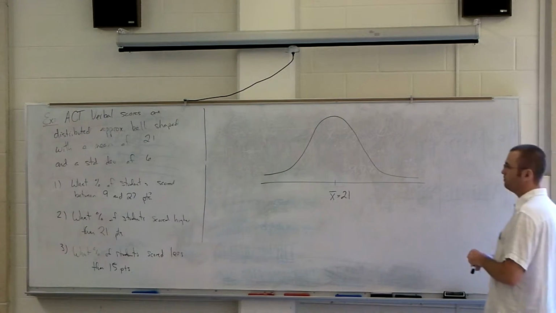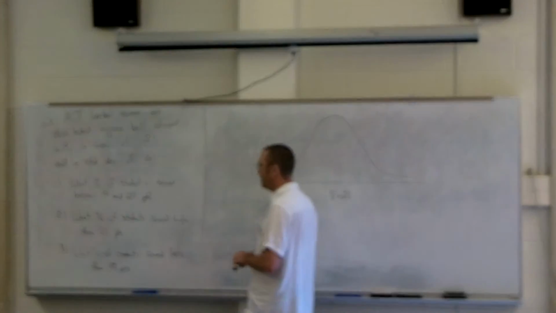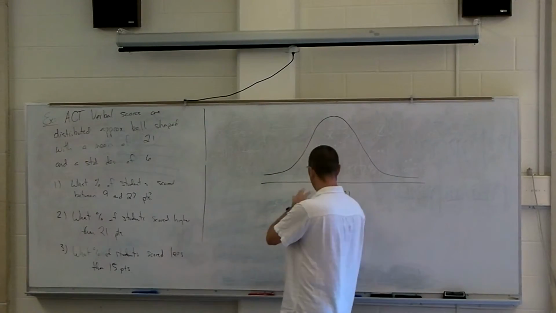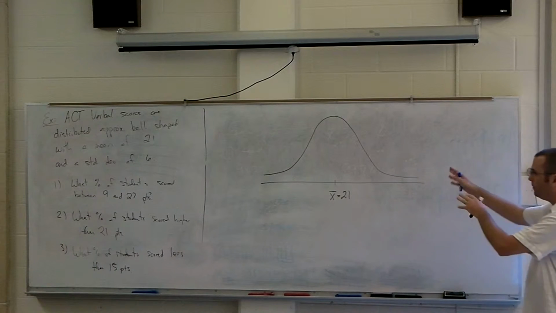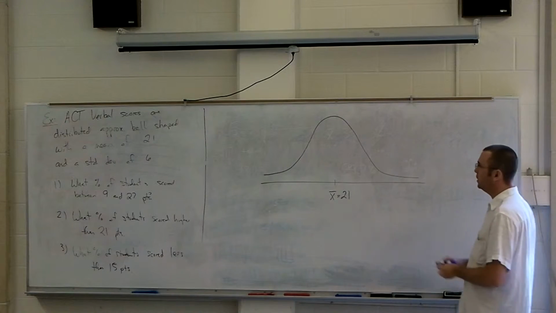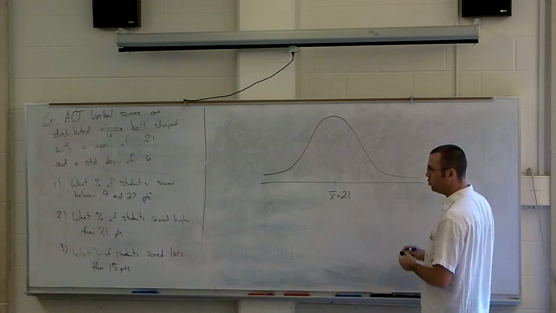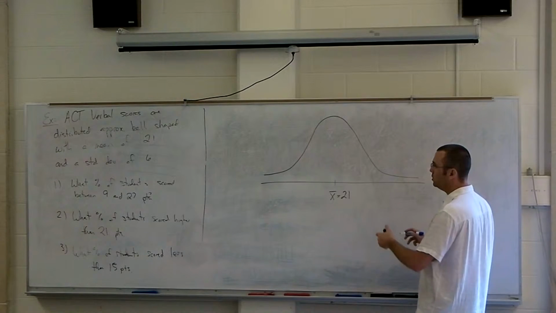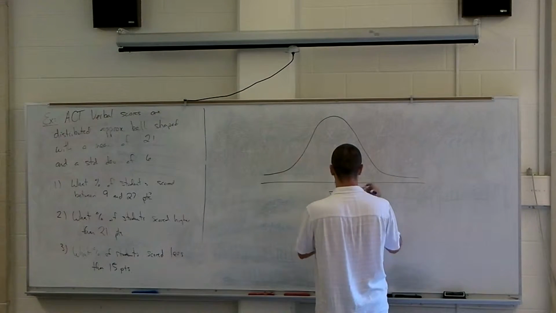So, our first question, what percentage of students score between 9 and 27 points? Well, let's come to our picture here. Let's try to mark off on our picture approximately where those things are occurring. Now, it doesn't have to be perfect. We're just using this picture as a visual tool to answer our questions.